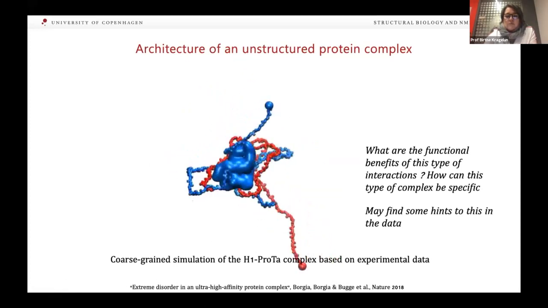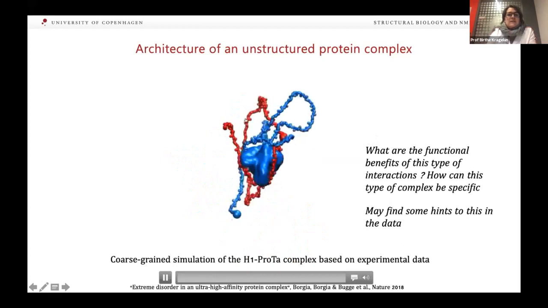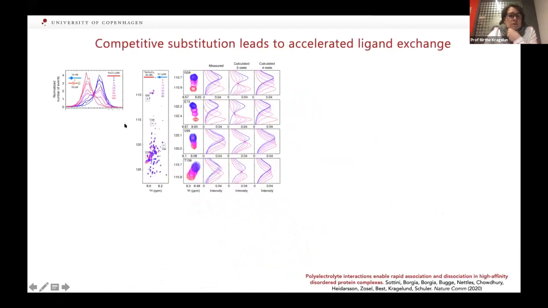Because when we did these experiments at the time, what we could see with NMR spectroscopy, here you see the HSQC spectra of prothymosin alpha with increasing amounts of histone H1, we could see that the two states were in fast exchange on the NMR time scale. So the peak moved with the population average along the titration.